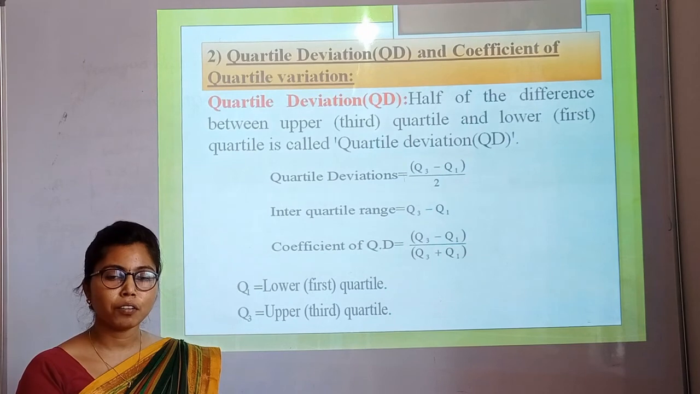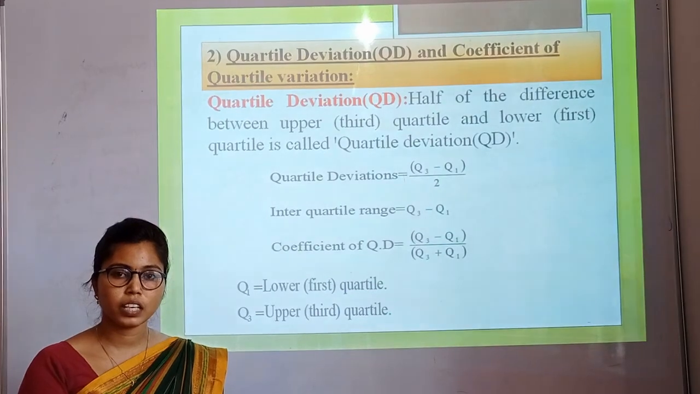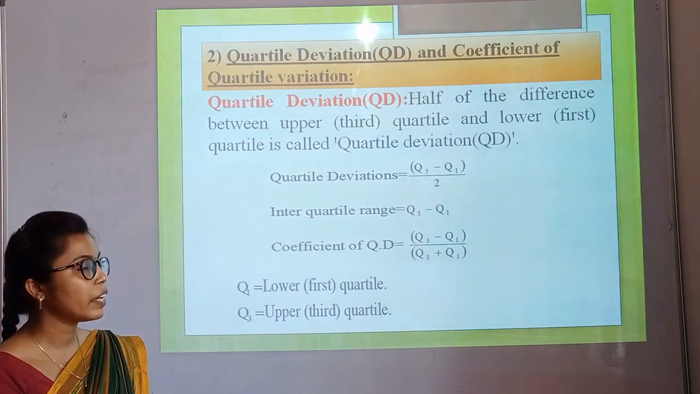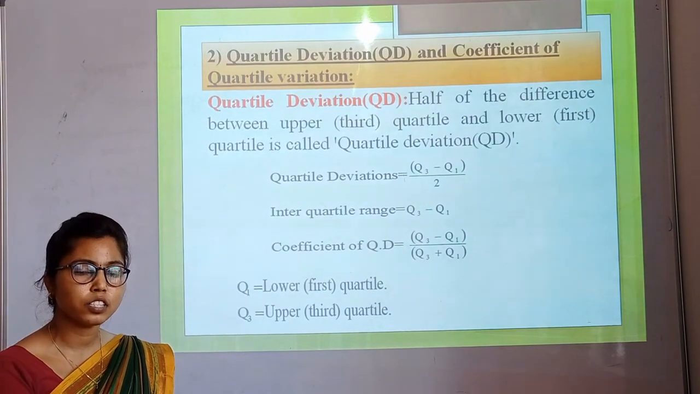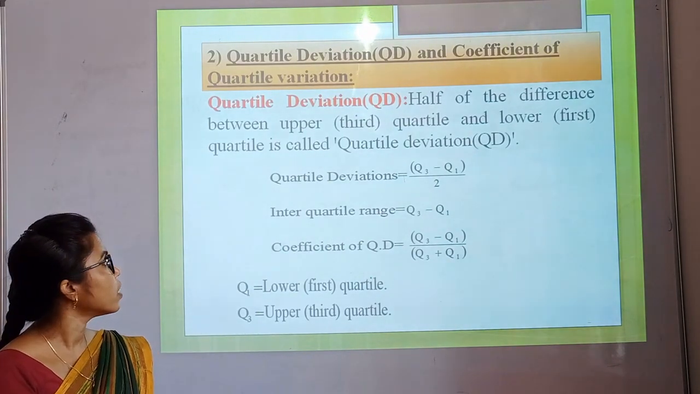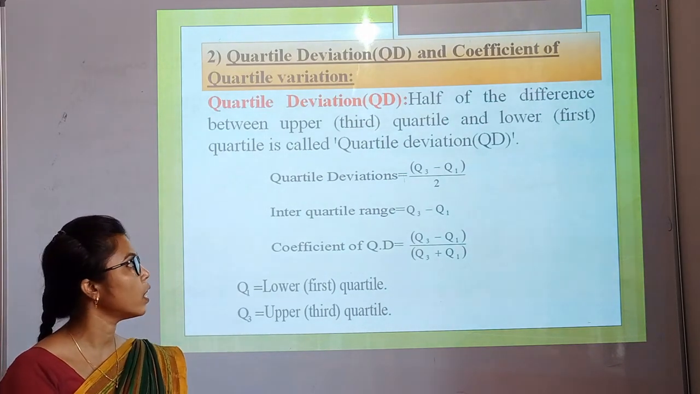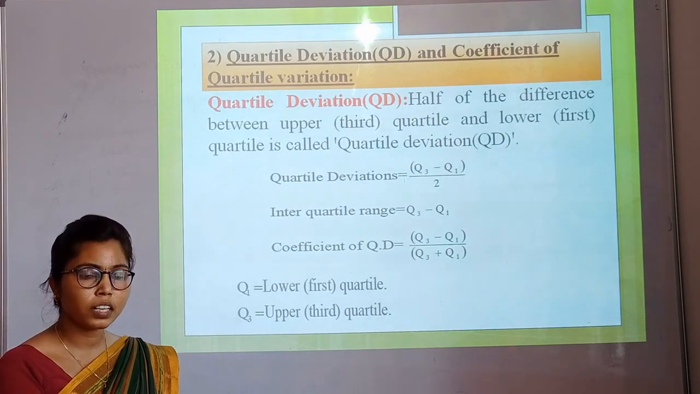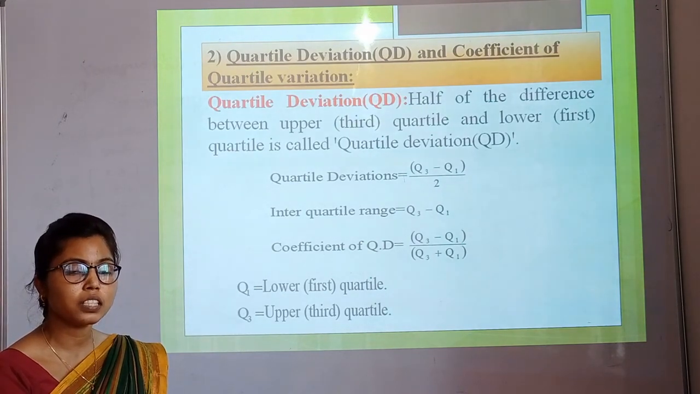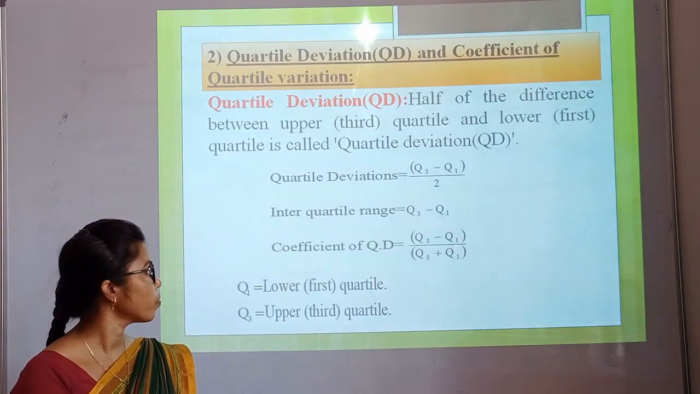The formula is the same for all types of data, that is individual data, discrete frequency data or continuous frequency data. Next one is quartile deviation. Short form for quartile deviation is QD and its relative measure is coefficient of quartile deviation. The half of the difference between upper quartile and lower quartile is called quartile deviation. The formula for quartile deviation is (Q3 minus Q1) divided by 2, that is half of the difference between Q3 and Q1.